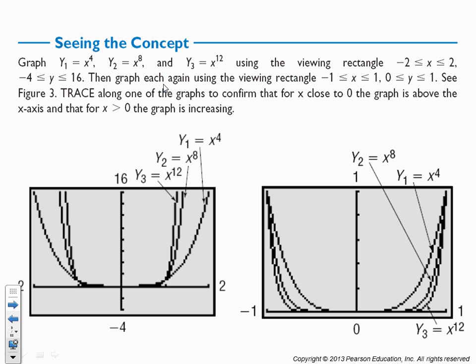So if you look at the different even functions, y1 equals x to the fourth is this bowl shape. y2 equals x to the 8th gets a little bit more U-shaped, and then y3 equals x to the 12th is even wider. The bottom spreads out wider. It gets more boxy.